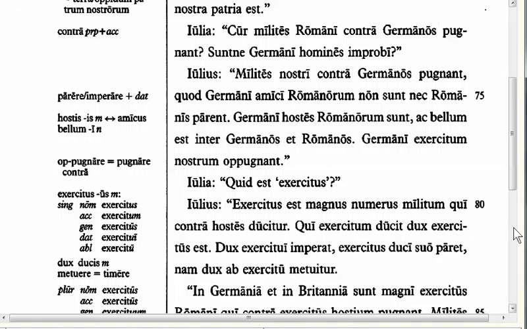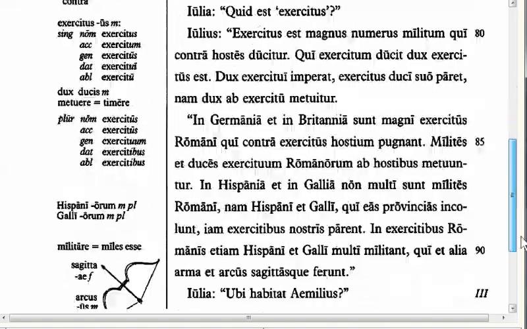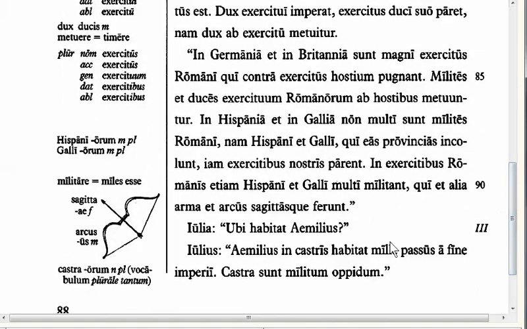Okay, the next feature I want to point out is in line 93, and it is here where Julius says, "Aemilius in castris habitat, mille passus affine imperii, and in castra sunt militum oppidum." I want to point out this word castris and then castra here in the margin, castra, castrorum. Notice that it says neuter plural, because it is a plurale tantum.